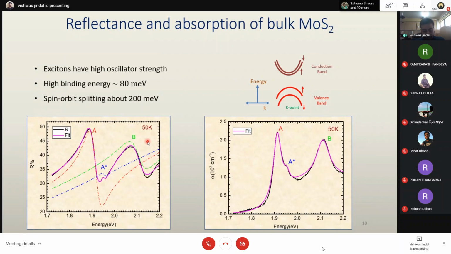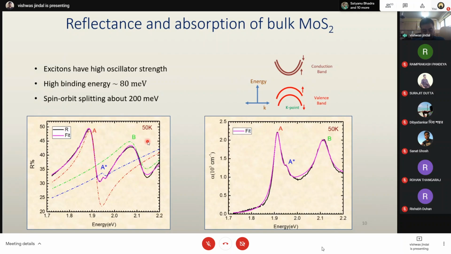So that is what A and B are, and because of that, you can actually find the spin-orbit splitting, which is roughly 200 meV. And the same thing you can see in the absorption also. You see these three features, and like I told you, you can simulate them, and this is the imaginary part of the Lorentz oscillator, and you see it there.